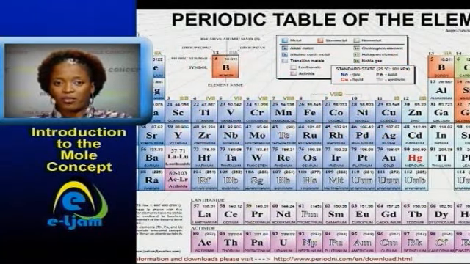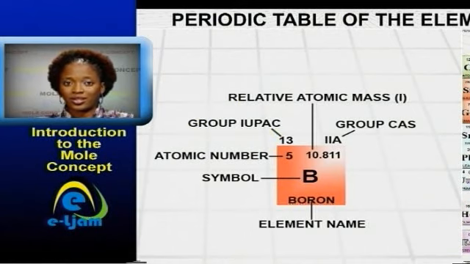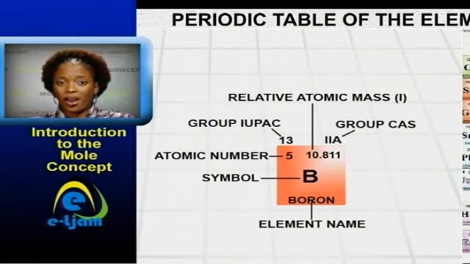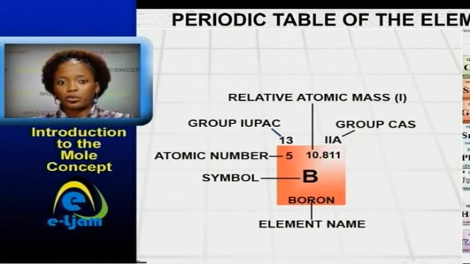The RAM of every element is accurately recorded in the periodic table. Using these values, the RMM or RFM of a substance can be calculated. Once the RMM or RFM is known, the molar mass of the substance can be deduced. This is done by simple proportion, where given mass is divided by molar mass to give equivalent moles, and given moles is multiplied by molar mass to give equivalent mass.